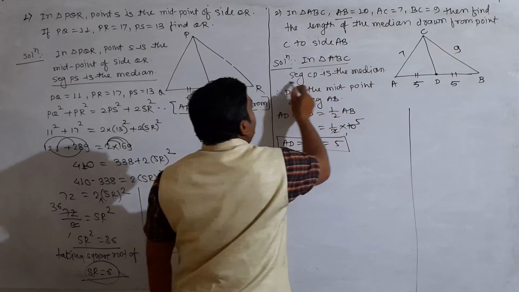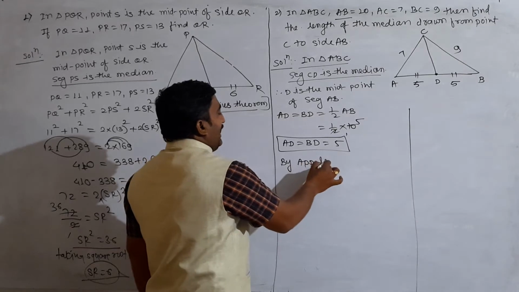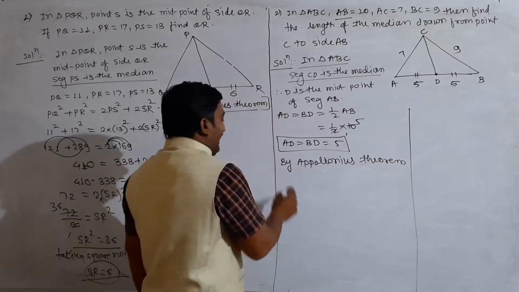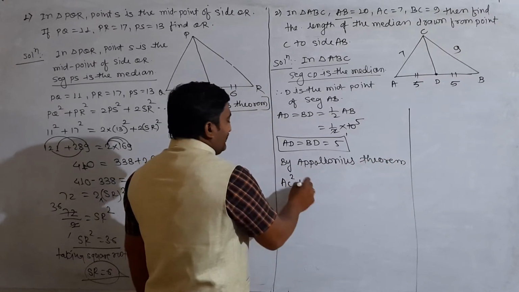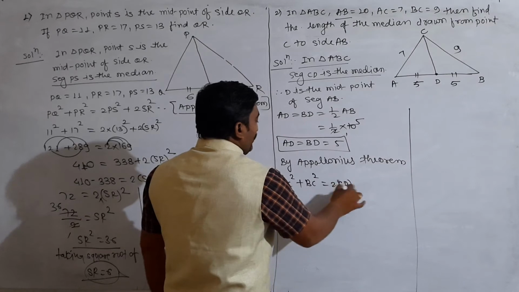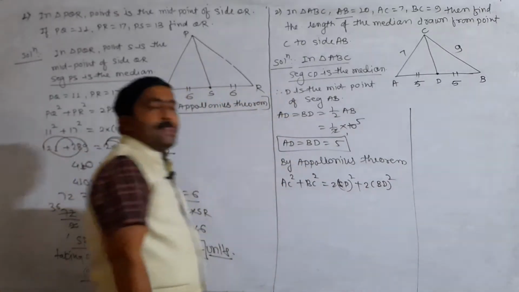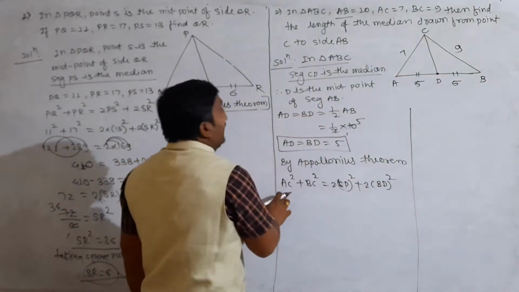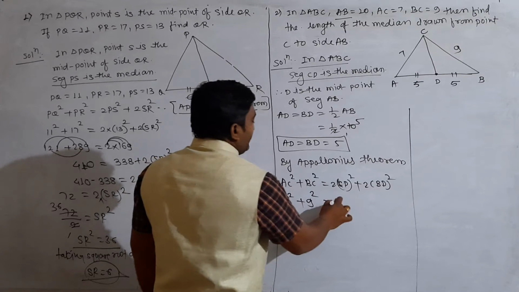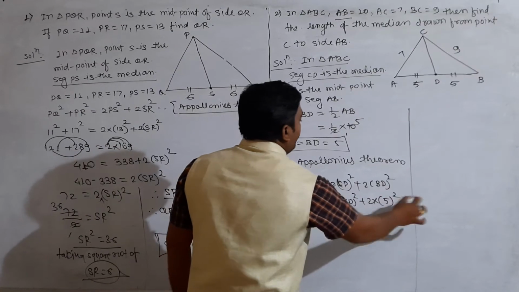So in triangle ABC, segment CD is the median. So by Apollonius theorem, we can write AC square plus BC square is equal to 2 CD square plus 2 BD square. So by substituting the values, AC value 7 square plus BC square means 9 square is equal to 2 into CD square as it is, plus 2 into BD square means 5 square.